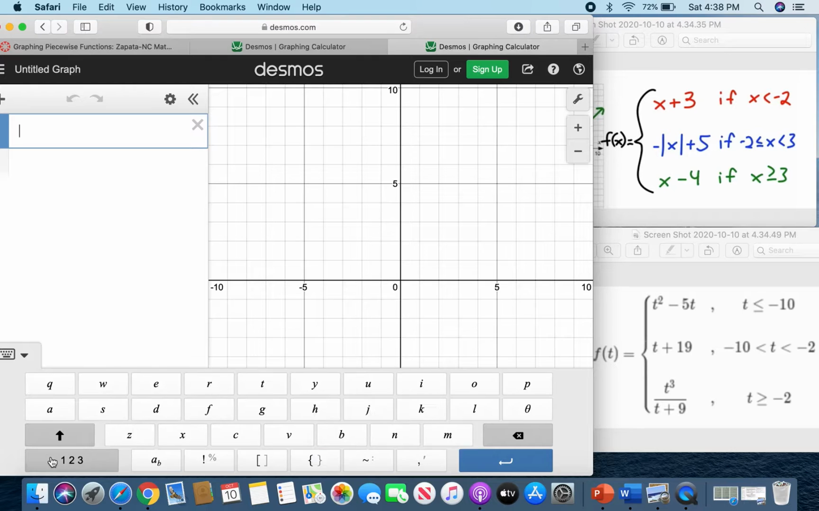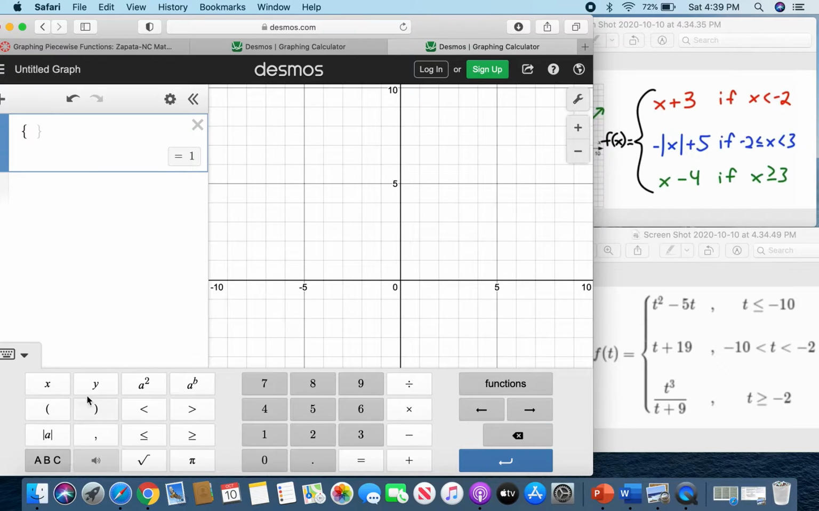So you press ABC and you will have the braces here. Now write everything inside the braces. Do not write anything outside it. So we write the condition first. Go back, press 1, 2, 3, and then x is less than -2. Then after that, press colon, which is shift colon on your computer keypad, and then write the equation x plus 3.